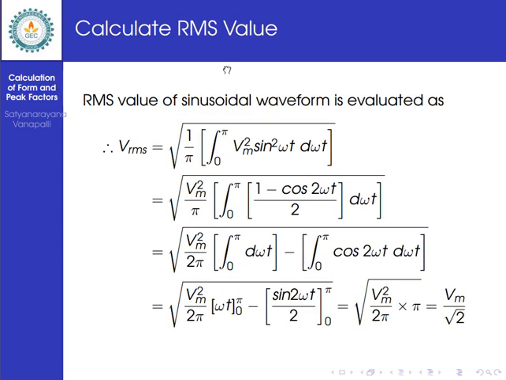Now, the RMS value of the waveform is evaluated as V RMS is equal to under root 1 by pi integral 0 to pi Vm square sin square omega t d omega t. As we know, the value of integral sin square omega t d omega t cannot be evaluated directly. So, you replace sin square omega t with 1 minus cos 2 omega t by 2. After replacing, separate the integral and evaluate the integral values. After evaluating and substituting the limits of integration, we will get this value as Vm by root 2.